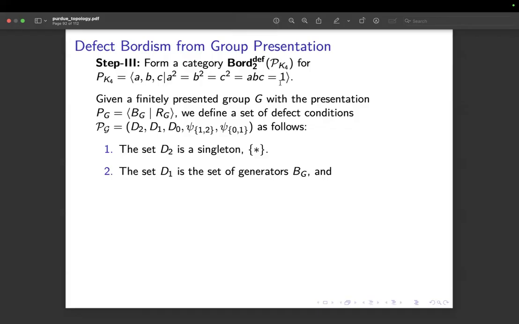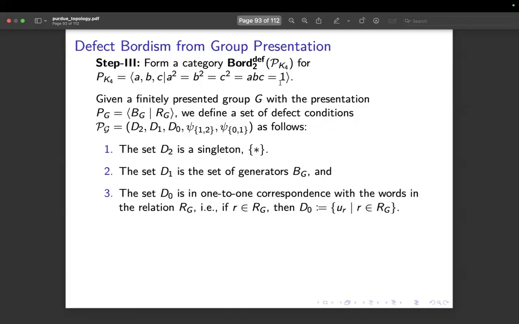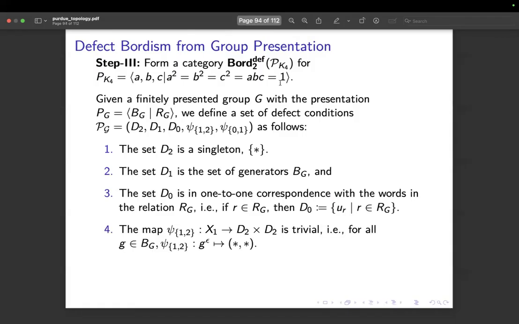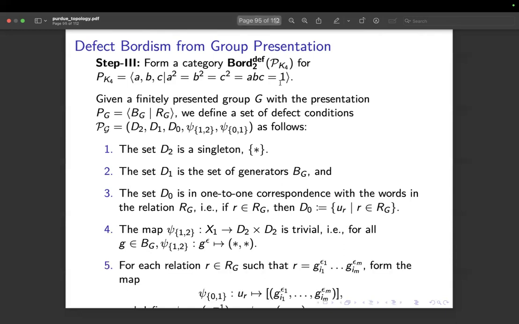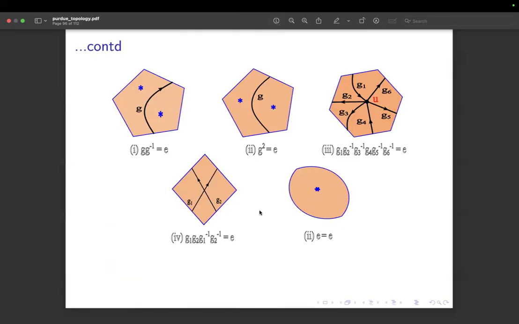And set D1 as the set of generators B_G, and set D0 in one-to-one correspondence with the words in the relation R_G. So if R belongs to R_G, then you label D0 each relation by something. And the map psi_1,2 is trivial because it assigns a star to anything. But oh, sorry, my slide is cutting. Let me show that. Okay, so here is the picture.